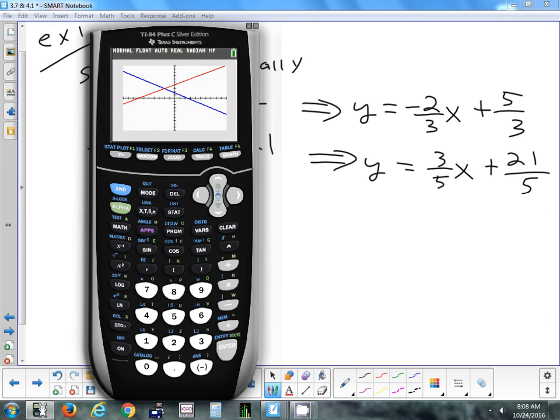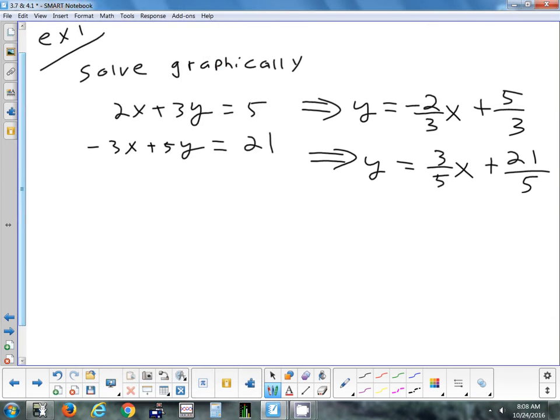So how do I find where they cross? What do I press? Second calc. Second calc, and which option? Intersect. Is the guess going to matter here? No, because there's only one point on the screen where they cross. So just pick anywhere on the blue, anywhere on the red, and you can put the guess anywhere you want. And it says they do cross at the point negative 2, 3.